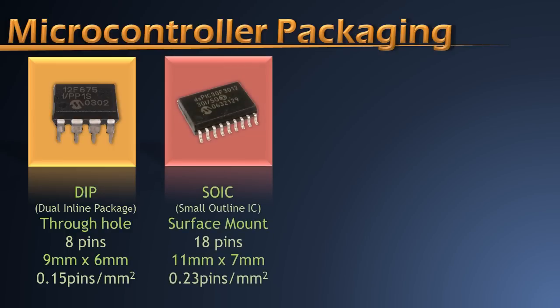And then we also have something called a small outline IC, or a SOIC. These are surface mount chips, which means that they are soldered directly onto the top of a board. There's no holes drilled, they're just soldered right on.